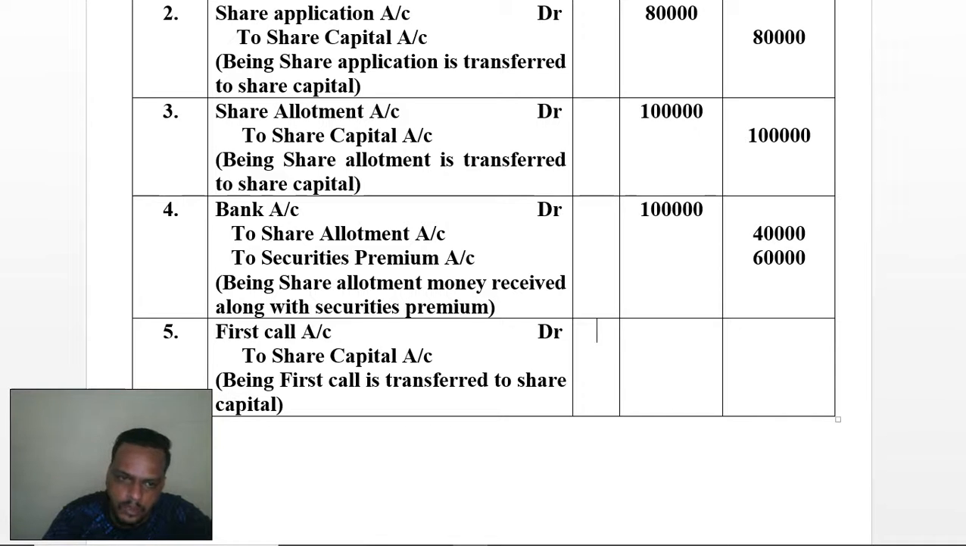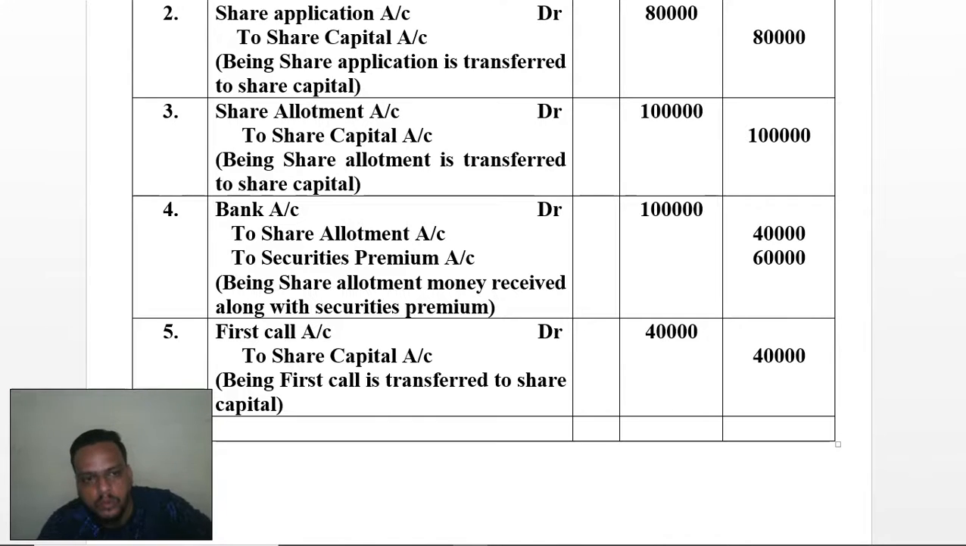Here we have to receive 2 rupees each. So 20,000 into 2 is equal to 40,000. 40,000 rupees you have received. Now we have to transfer and then we have to receive money. As your first call has been due, you have asked for the money and the money has been received and all the shareholders who are purchasing these shares have paid you money. So entry will be simple now.